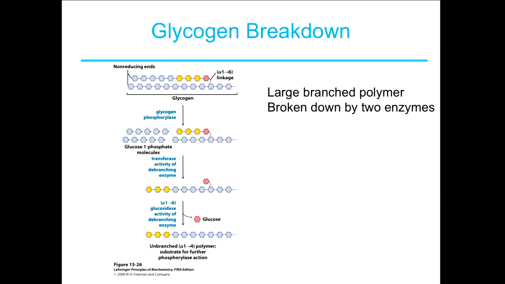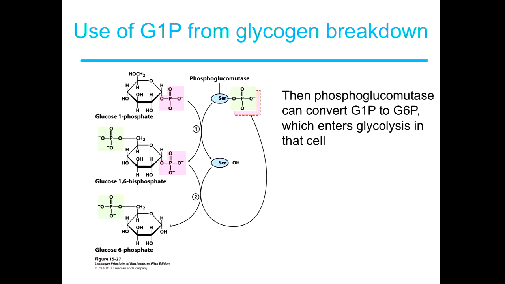Chopping off one glucose, okay? So now we've got a section of our glycogen that phosphorylase can come in on again. Remove one, remove one, remove one, okay? Now we've got our glucose 1-phosphate.